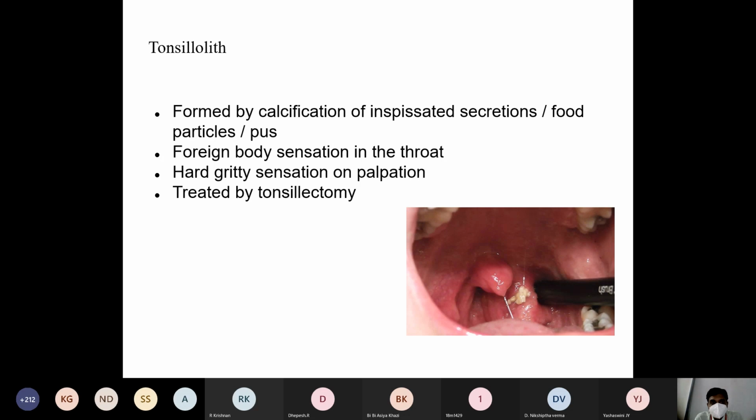Tonsillolith is another complication. Basically, there are inspissated secretions or food particles within the tonsillar crypts, which can become calcified over a period of time, leading to a foreign body sensation in the throat. On palpation with a tongue depressor, there is a hard or gritty sensation, and sometimes we can manage to remove it with a probe in the OPD, but usually it cannot be completely removed, and the treatment again is tonsillectomy.